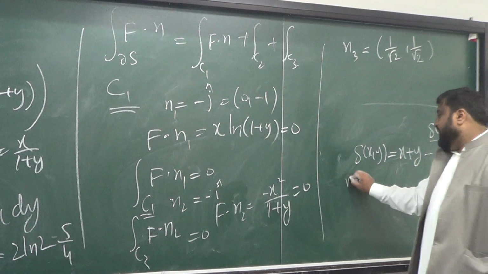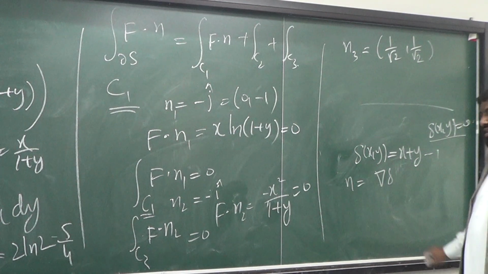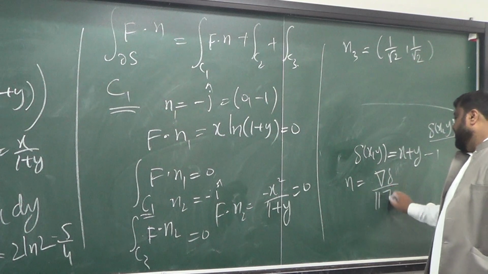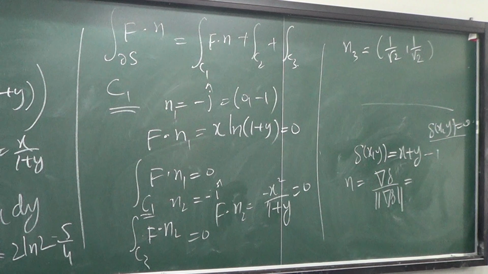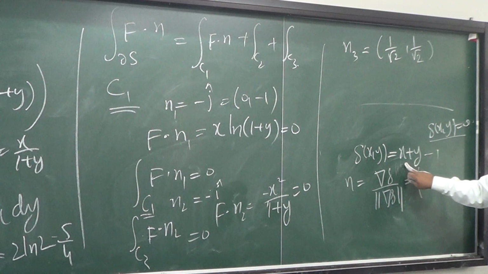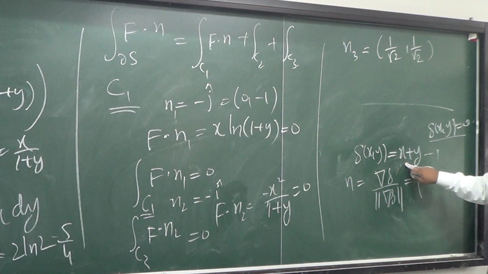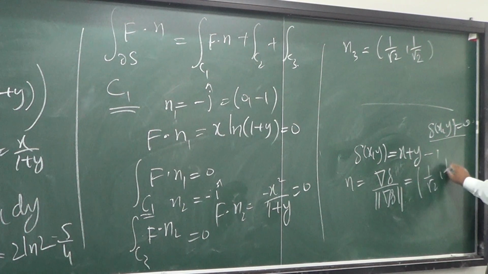So if you want to compute the normal, what you need to do is compute the gradient of g and divide by the magnitude of the gradient of g. So what would be the gradient of g? The derivative with respect to x is 1, so it's going to be 1, 1 this time. And what would be the magnitude of the gradient of g? 1 square plus 1 square, square root of 2. So again 1 over square root of 2 and 1 over square root of 2.